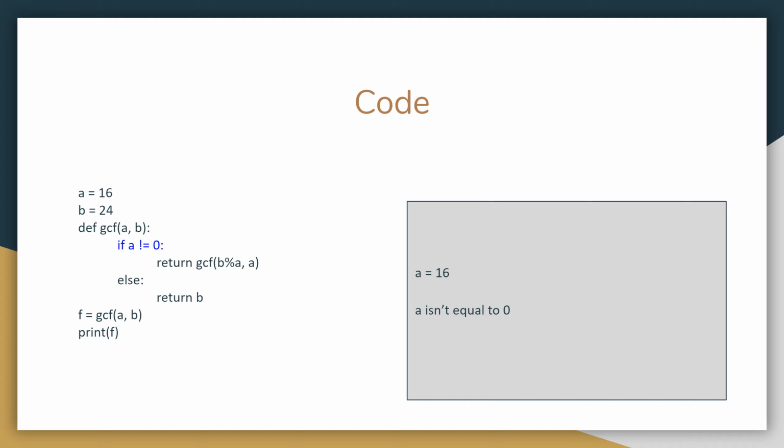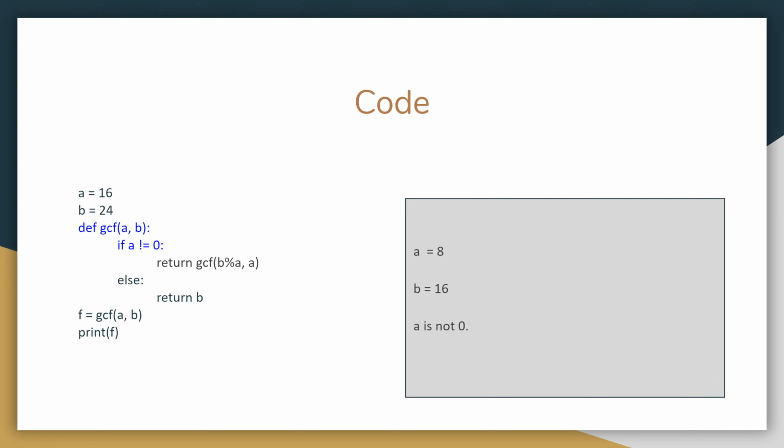For the code, the function GCF takes A and B, two numbers, and A is 16 in this, and B is 24. Since A is not 0, and A is 16, it starts by calling itself, but with the input 8 and 16. Since B modulo A is equal to 24 modulo 16, which is 8, the first number is 8, and since A is 16, the second number is 16. And it goes back to the start, and since A is 8 and B is 16, A is not 0.